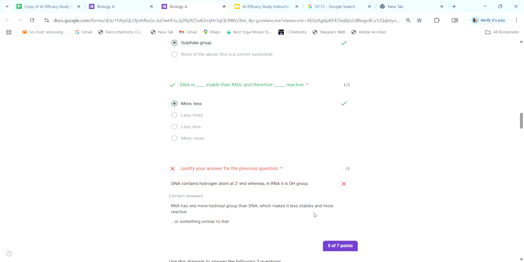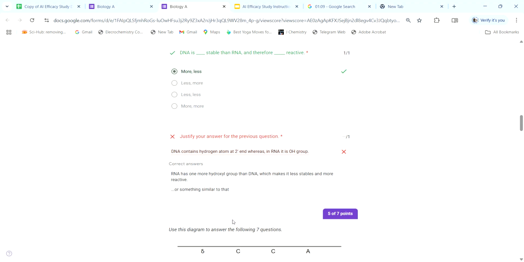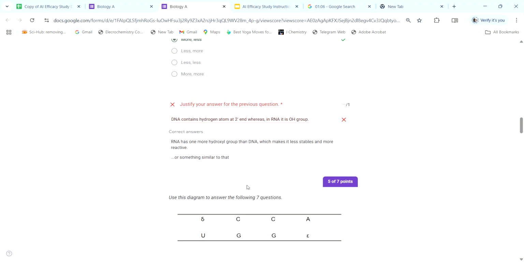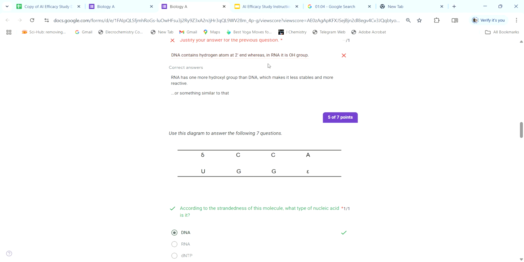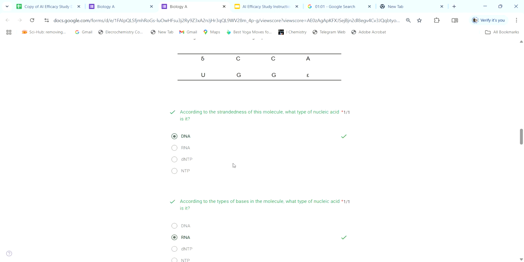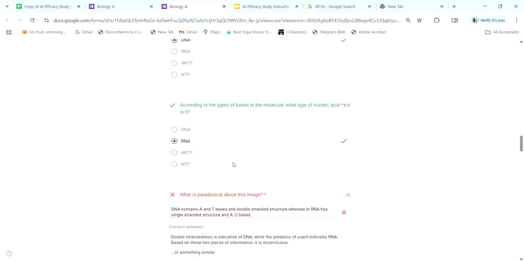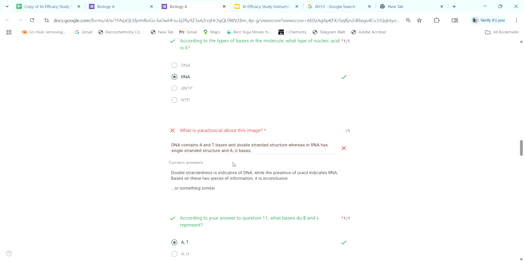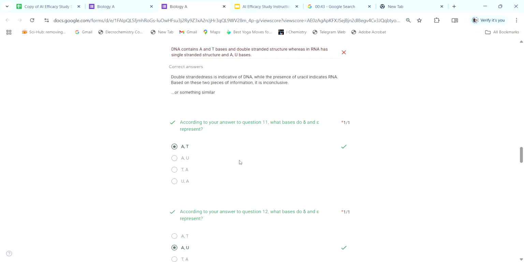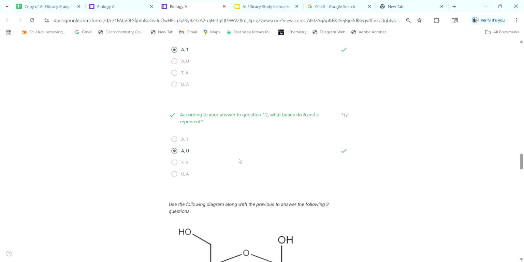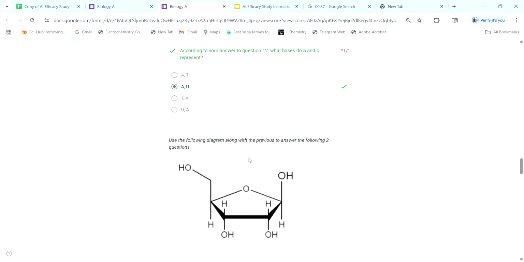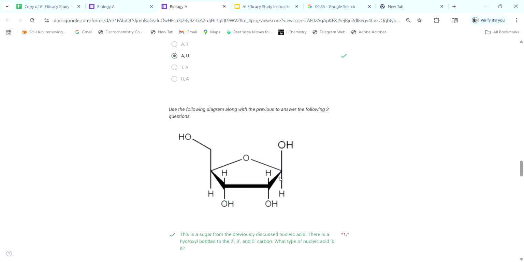So these are close to my answer. This can be the correct answer. This is also correct. Now this is also correct. Now this is the paradoxical one about this image. So double stranded is indicative of DNA while the presence of uracil indicates RNA. This also can be a correct answer. This is not incorrect. Okay, this is also correct. This is also a sugar molecule, and this is also a correct answer.